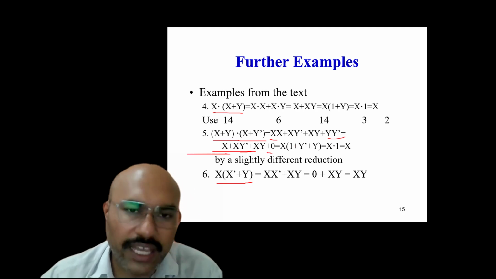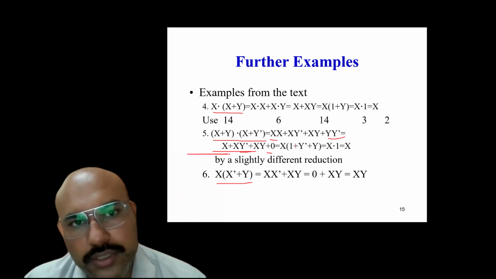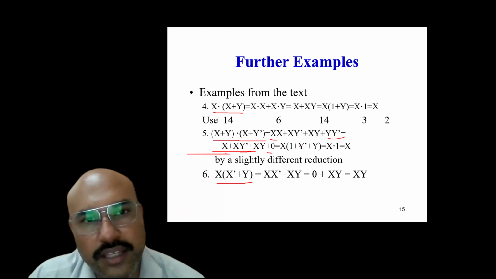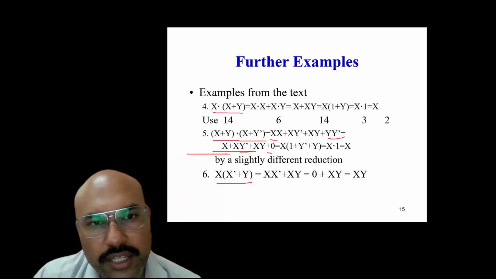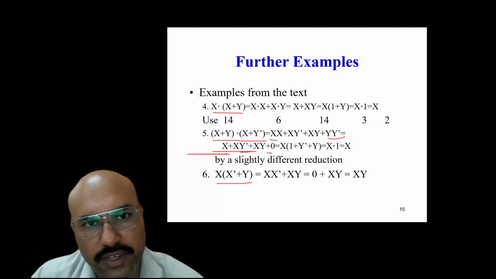Apart from these Boolean laws, we have other methods as well to reduce this function. The most popular one is Karnaugh map, the K-map. We'll look into it also. It is very easy to use, and you can get the minimized function as well.